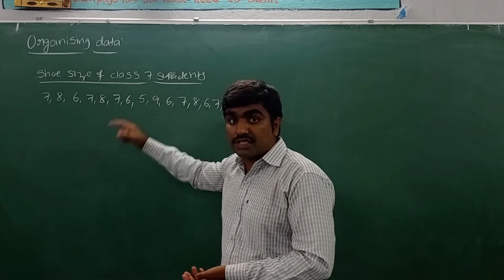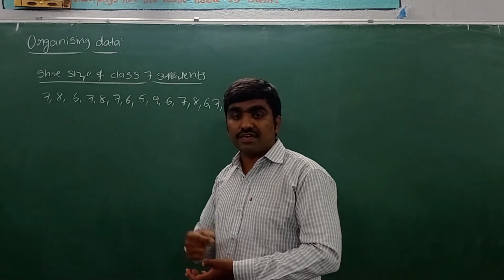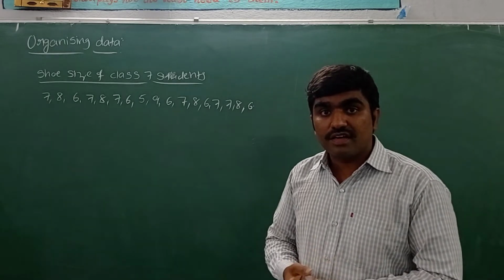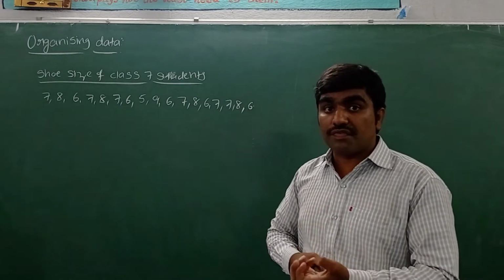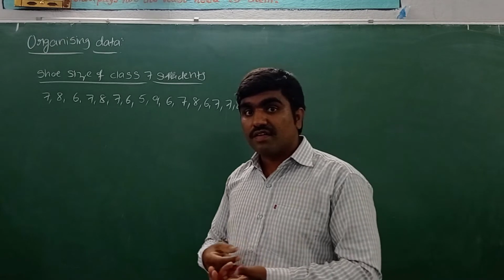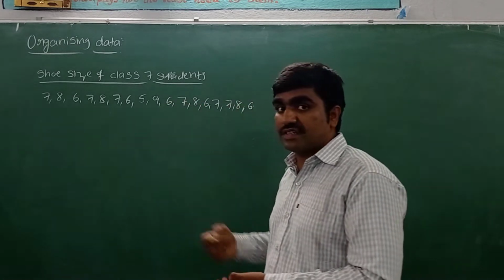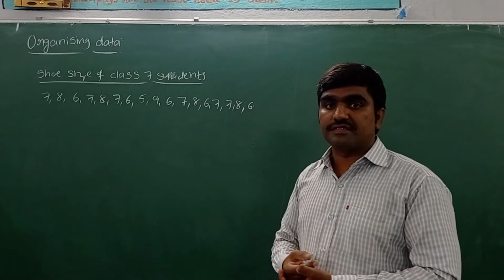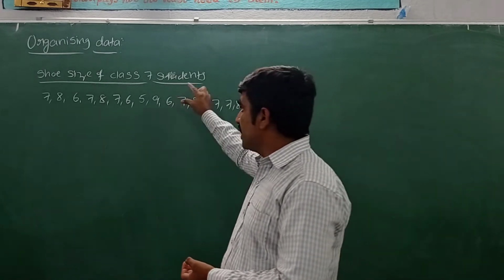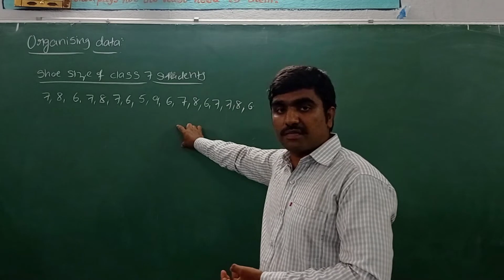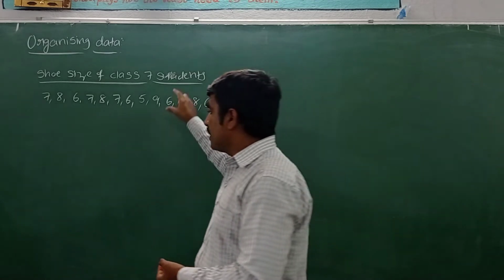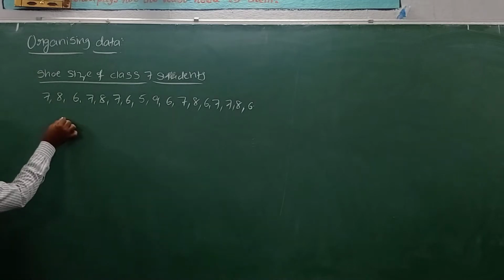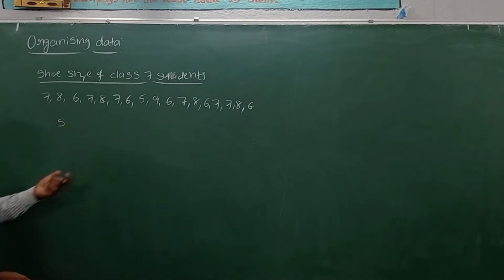Like this, if I give 30 students and ask you the shoe size of the maximum number of students, or the minimum number of students, when we have more observations, it is a time-taking process to give the answer. So in such a case, we need to organize this data in a systematic order. How can I organize this? Let me write in a tabular form.